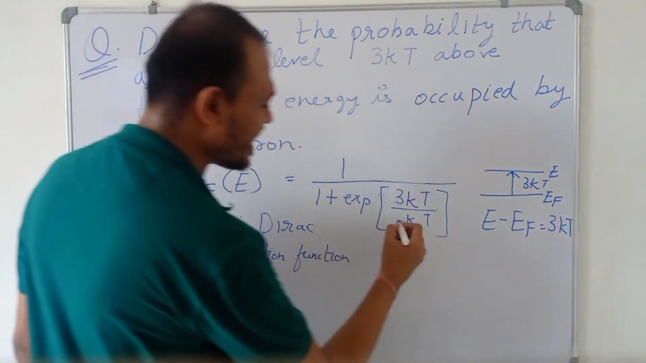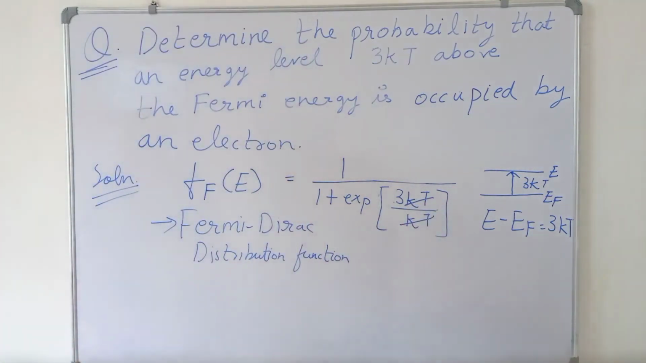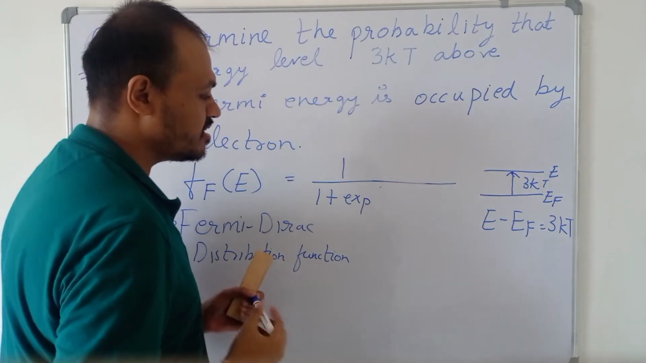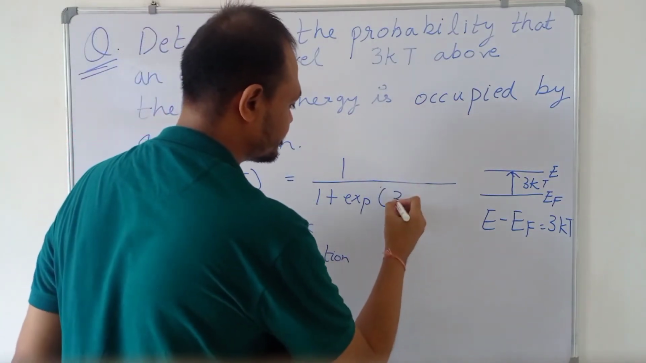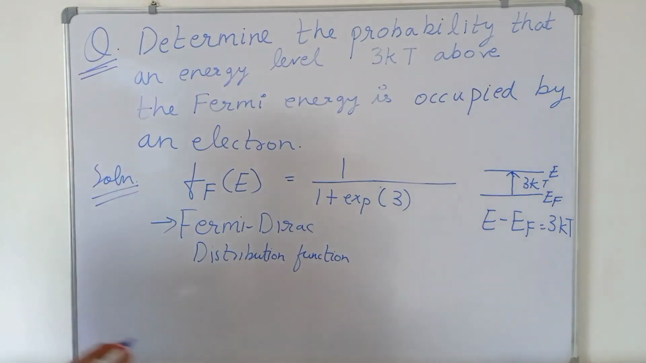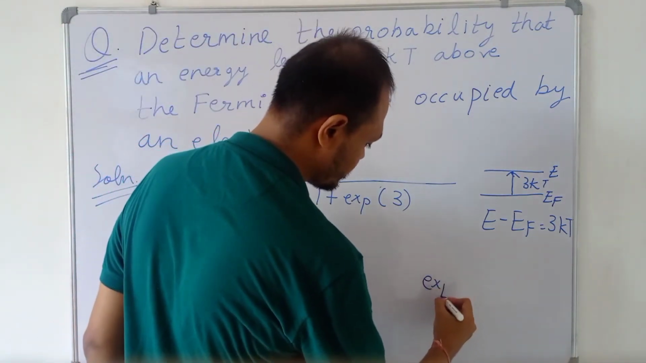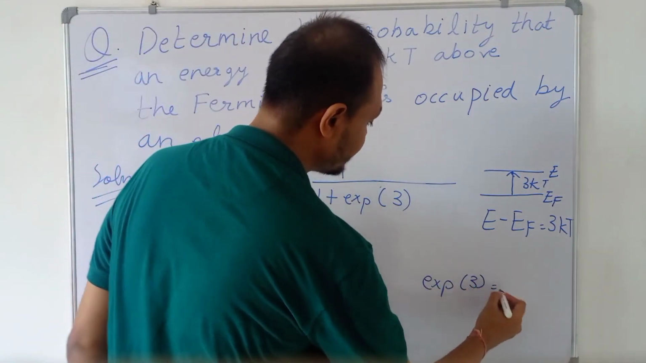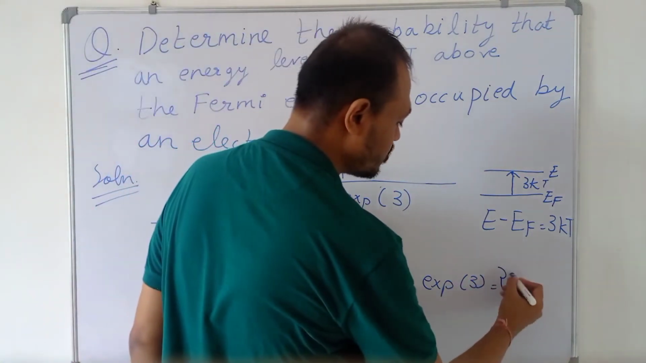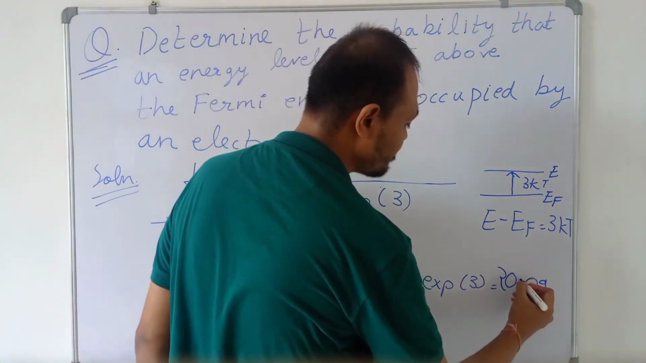So kT and kT will get cancelled, and we are left with exponential of 3. You can use your calculator: exponential of 3 is equal to 20.09, meaning e to the power of 3.